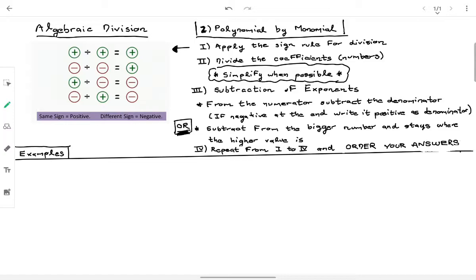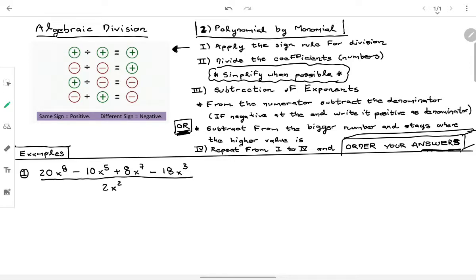And remember, because we are doing these three steps many times, we will have a fourth step that repeats from 1 until 4. And at the end, because we will get many terms, it will be very important to order our answers. Because remember, if we don't order our answers, our process will be incorrect. So the most important part of today is to remember that we will need to order our answers. So let's see some examples of dividing a polynomial by a monomial.